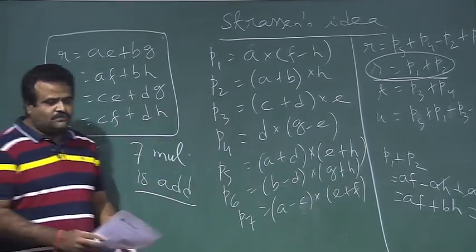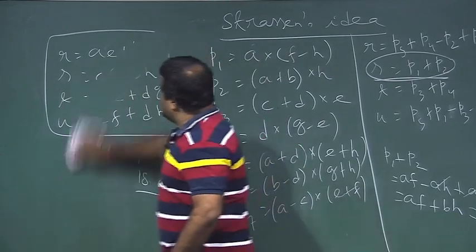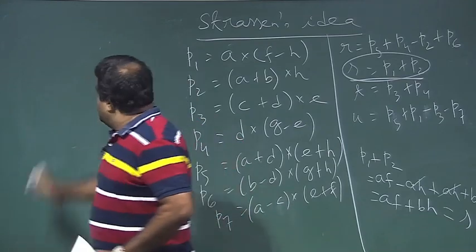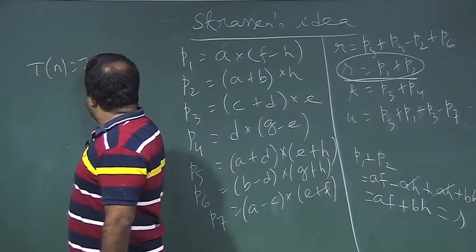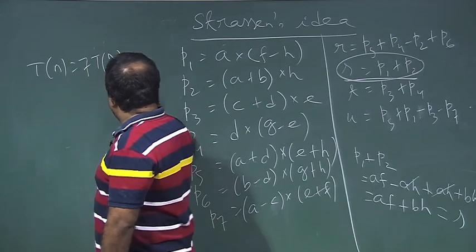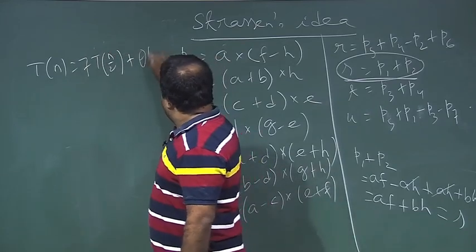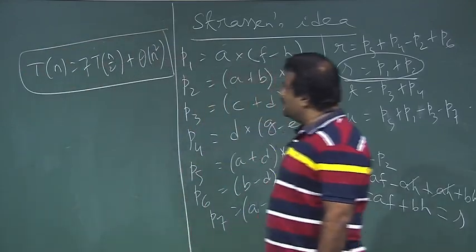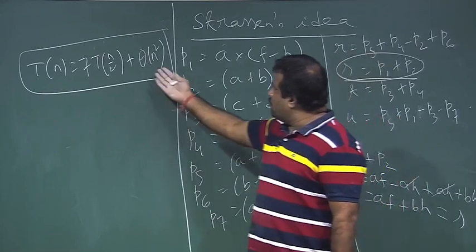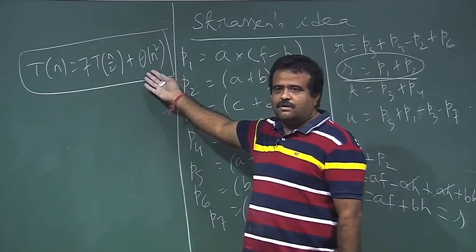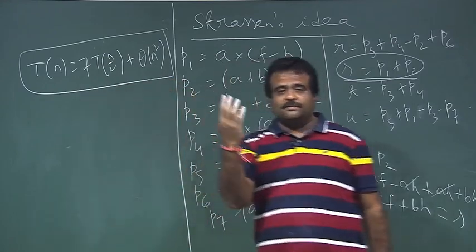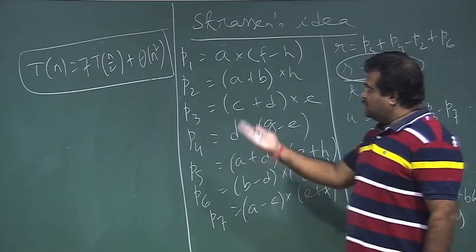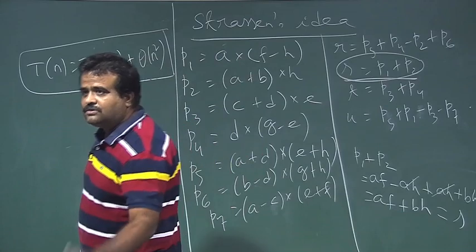Then what is the recurrence of this method? We have 7 multiplications, so that is the good news. T(n) is 7 T(n by 2) plus order of n square. This is the recurrence we have for Strassen's matrix multiplication method. Here we have more additions, but that is taken care of by order of n square, and instead of 8 matrix multiplications we have 7. Then what is the solution?